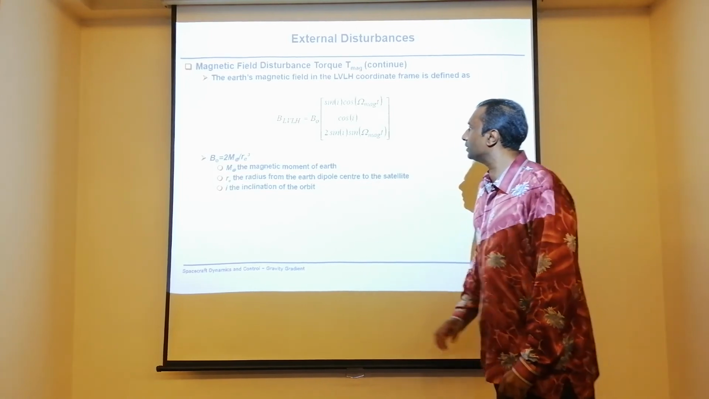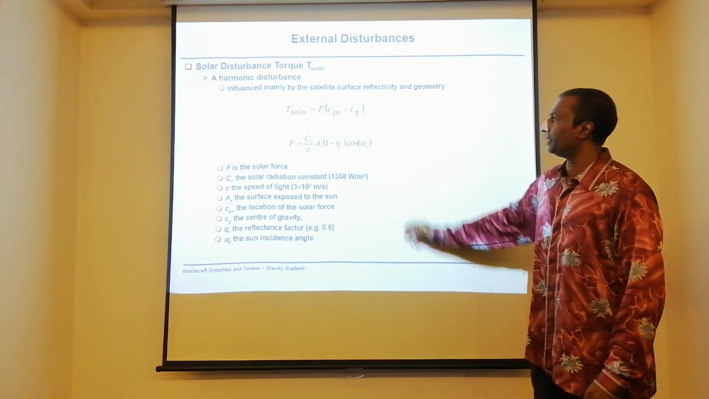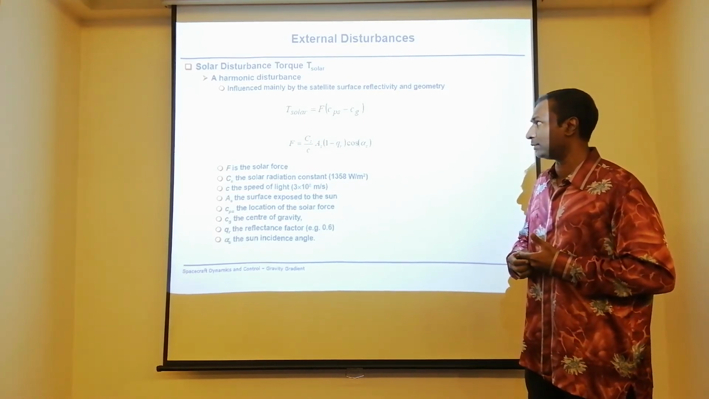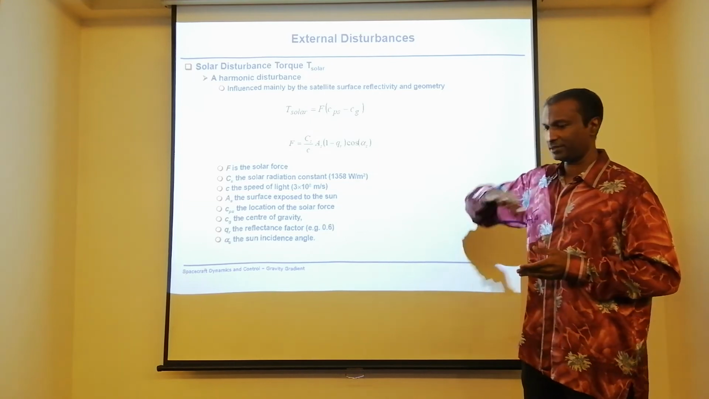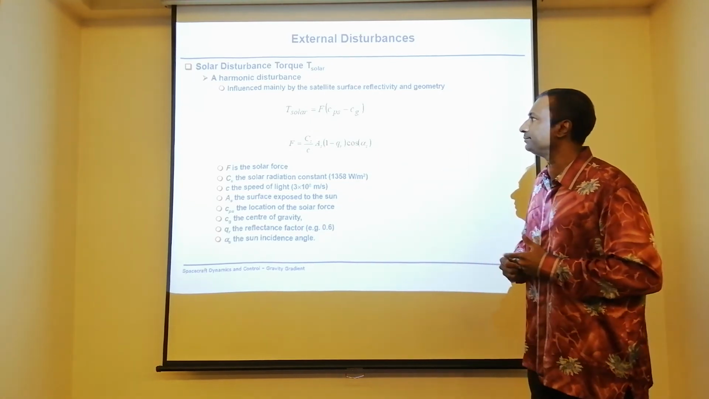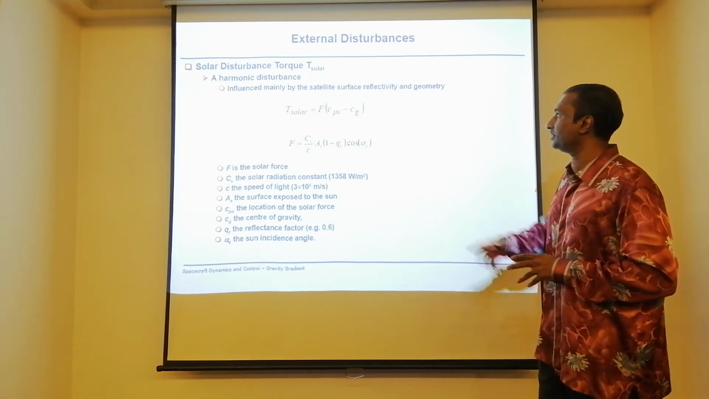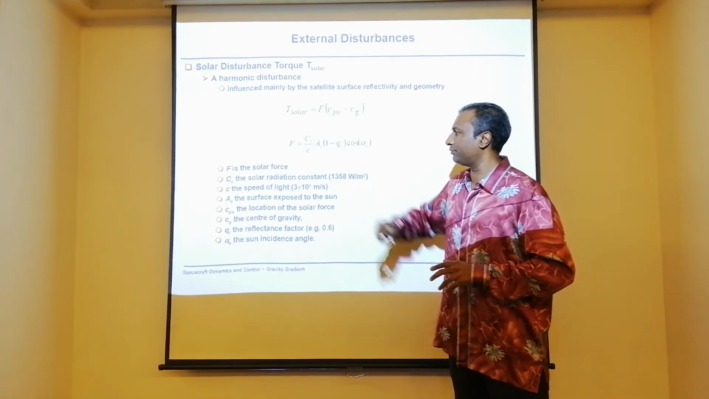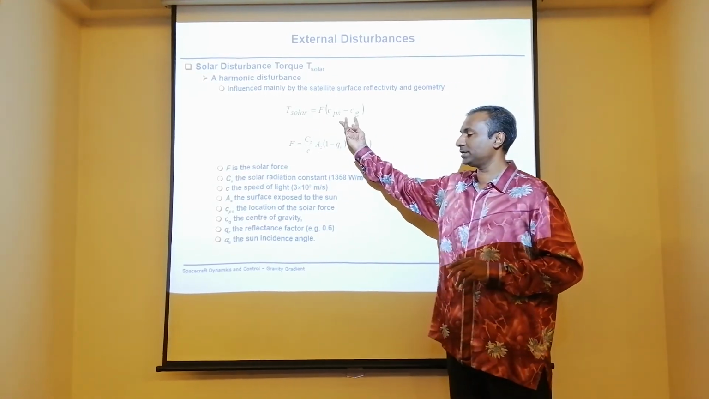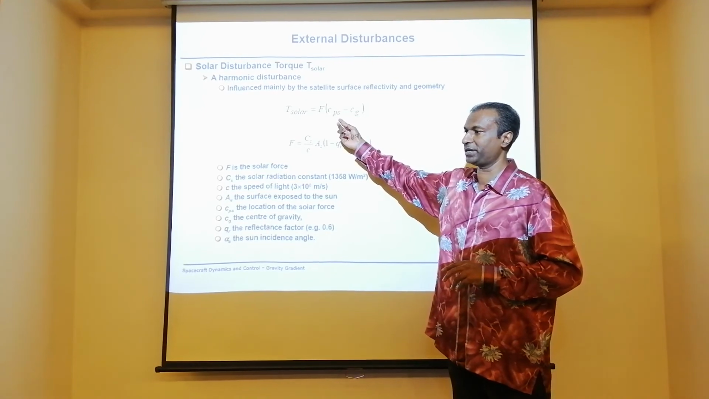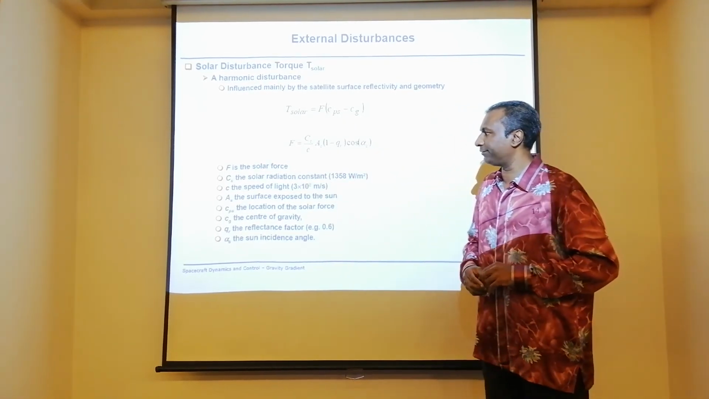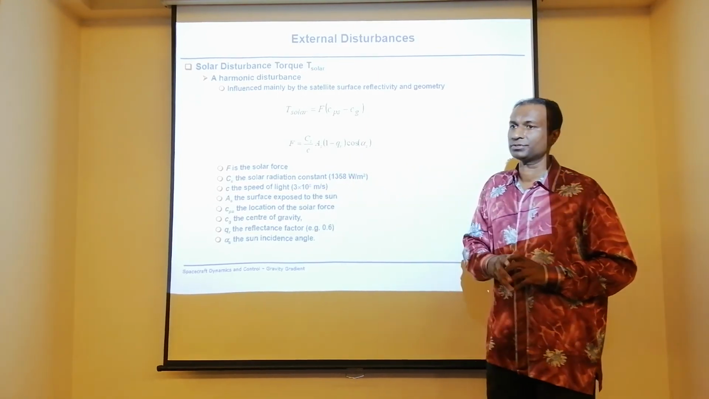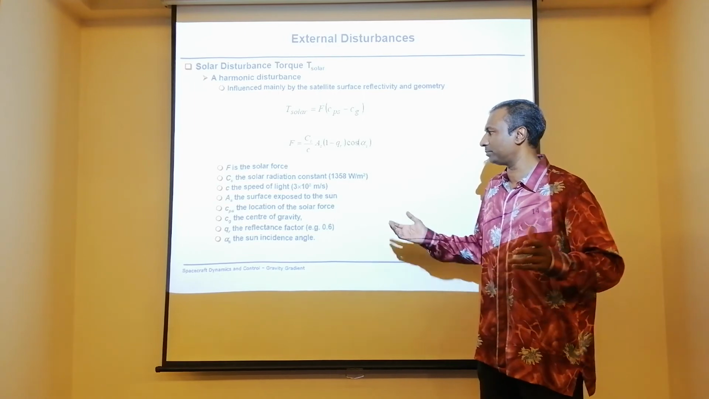Okay, go on. Solar disturbance torque. This is harmonic as well, so you can imagine you have a good sinusoidal graph. It's influenced mainly by the surface reflection and the geometry. So I define the solar torque, force, and again back to where the center of gravity and the pressure point are. The solar F will be defined with CS as the radiation constant. Normally you use 1358 watt per meter square.